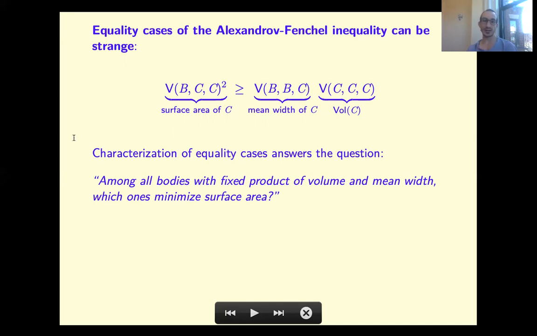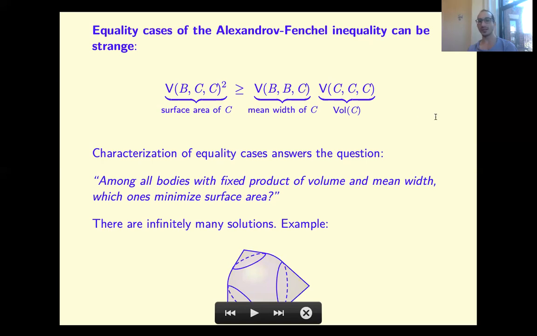And you can see that, of course, you can take the ball here, that would be one example, or any dilation and translation of the ball. But the point is that there are in fact infinitely many solutions, unlike in the case of the isoperimetric inequality where you have only one solution. Here you have infinitely many. Not only do you have infinitely many, but they can be quite strange. This is an example of one of them.